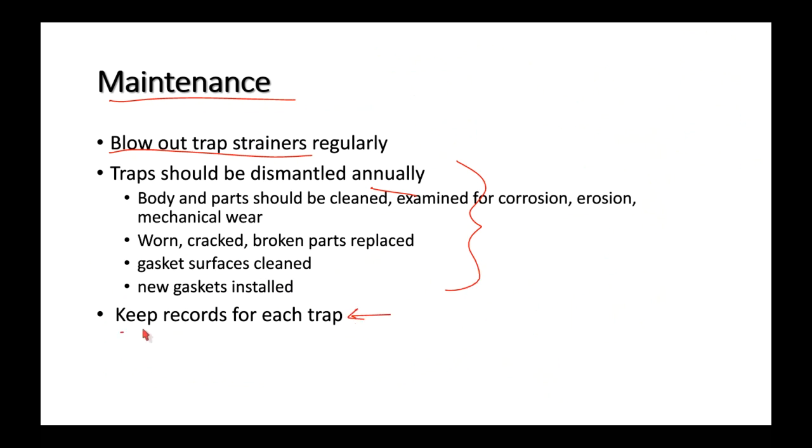But here's something that we don't often think about. Each trap should have its own ID, and then we can keep records for that trap as for when it was last rebuilt or replaced, or what is the type of trap, the manufacturer, the size, the type of trap. You can keep all this information, and so record keeping of traps is something that probably is not done as well as it should be done.